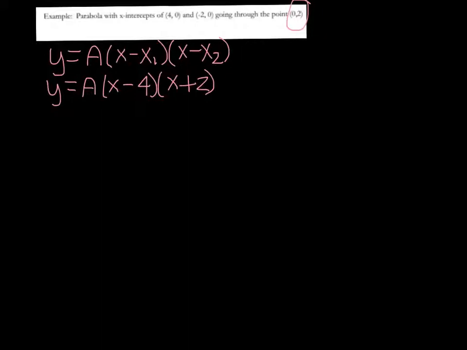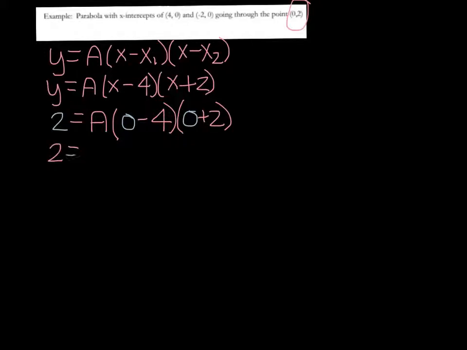for x and y. So if we plug that in, we're going to plug in 2 for y, so 2 is equal to a, and then in parentheses, 0 minus 4, and in our other set of parentheses we're going to have 0 plus 2. If we simplify, we get 2 is equal to a, 0 minus 4 is negative 4, 0 plus 2 would be just 2, so we get 2 is equal to negative 8a.